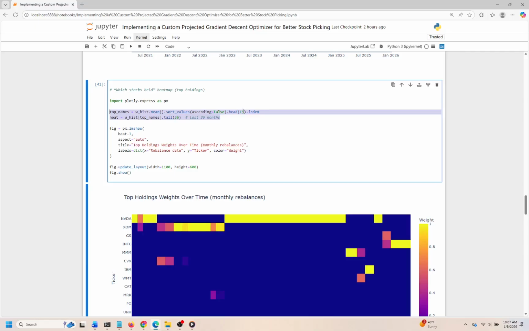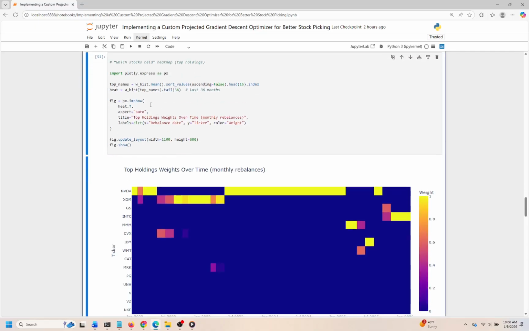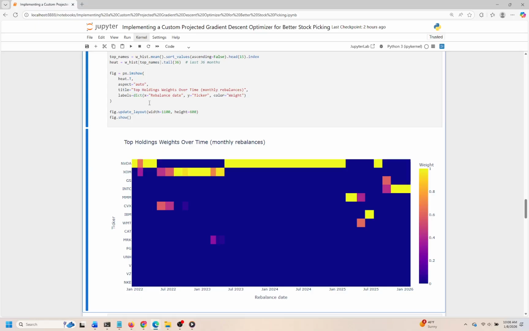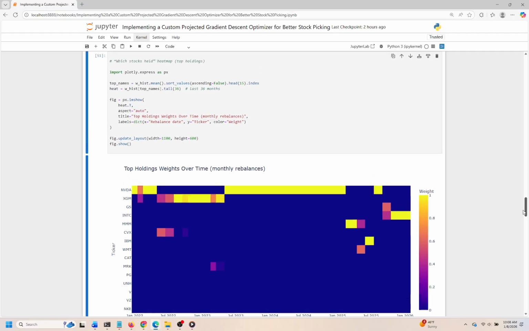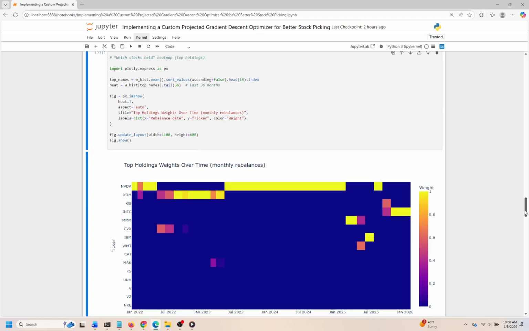Once we have our key stocks identified, we retrieve the last 36 months of data for these holdings, effectively focusing on the most recent months while ensuring we have a robust time frame for analysis. Next, we utilize Plotly Express to generate the heat map, setting the visual parameters like aspect ratio and title to ensure clarity and engagement. Each axis is labeled appropriately, with the x-axis indicating the rebalance dates and the y-axis showcasing the ticker symbols of the stocks.